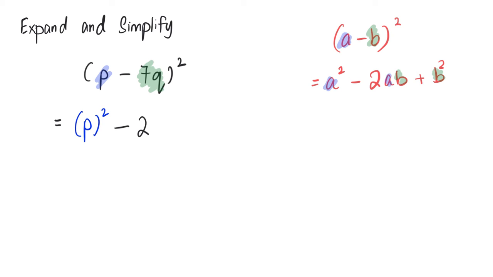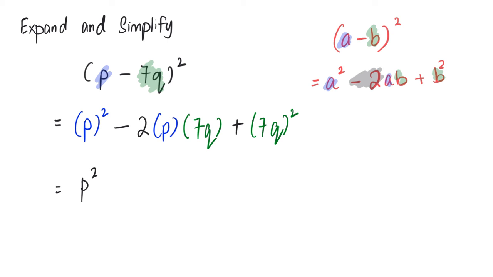minus 2. Why got minus 2? Because in this formula there is minus 2 times p times b, in this case 7q, plus my 7q square. So that final answer: p square minus 2 times 7 is 14, p times q is pq, 7q times 7q, 7 times 7, very good, 49, q times q, q square.